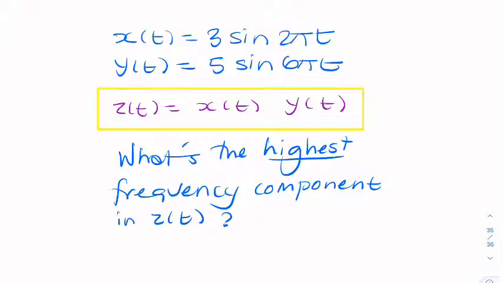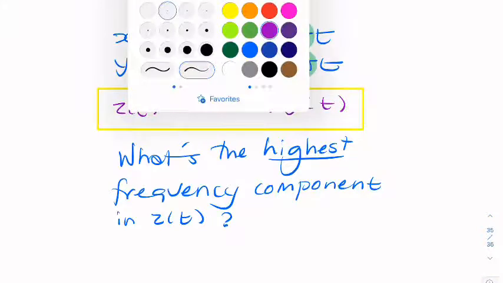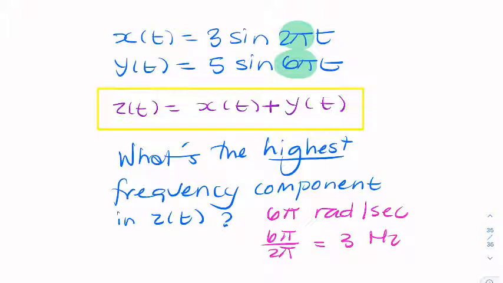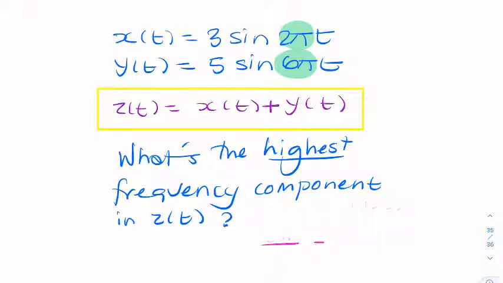So if the question was a simple addition, if we were simply adding x and y, then we would simply look at the two frequencies, 6 pi and 2 pi, and take the higher of the two. So in this case, the answer would be 6 pi radians per second, or it would be 6 pi over 2 pi equals 3 hertz. So that would be the answer if we were adding the two signals. But as it happens, we're not adding them, we're multiplying.